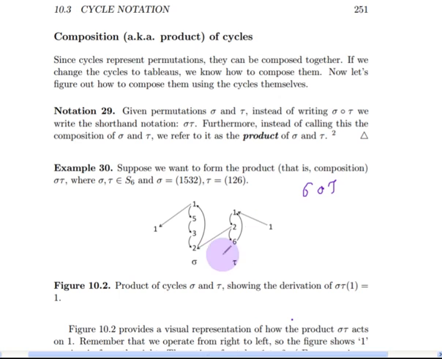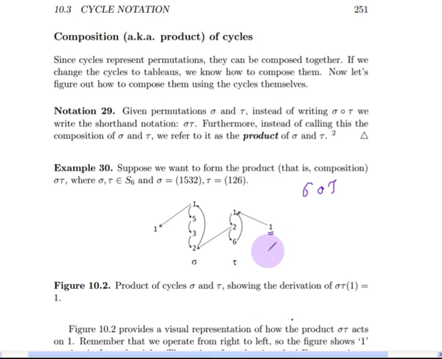Well, you can draw the picture like this. This represents the cycle tau. It's a little bit flattened for convenience. And this represents the cycle sigma. Again, it's flattened for convenience. So I want to know, what does sigma compose tau do to the element 1?